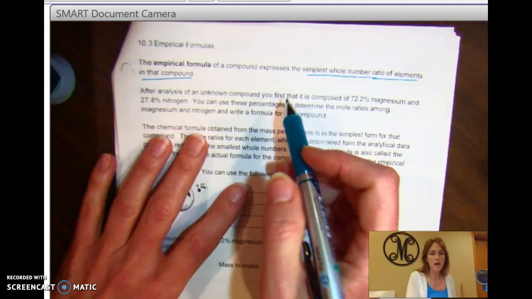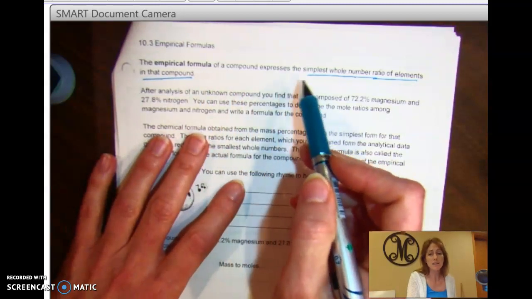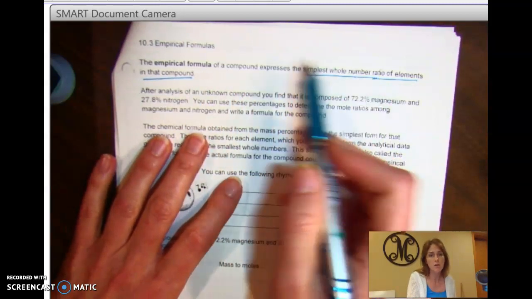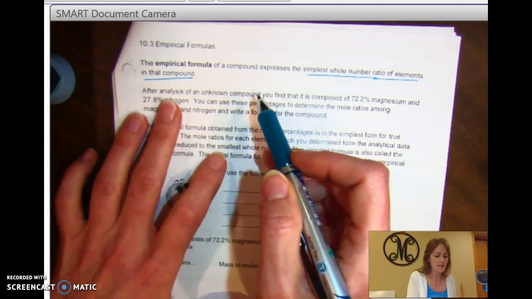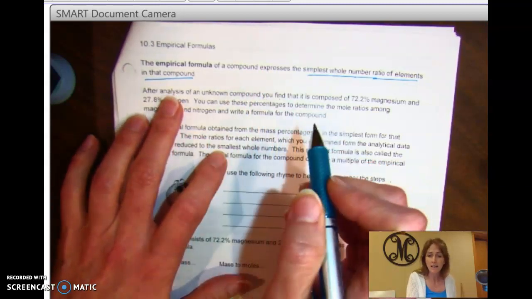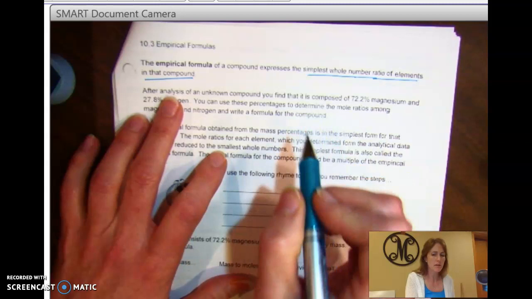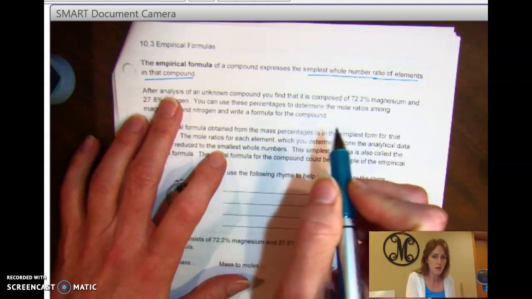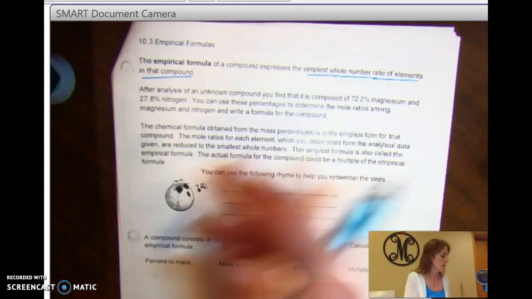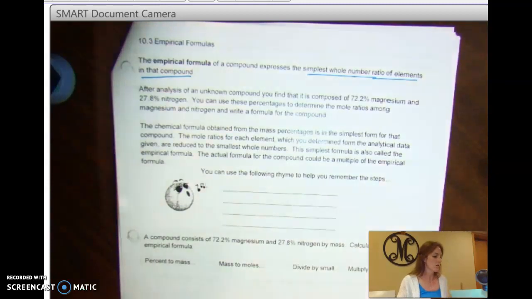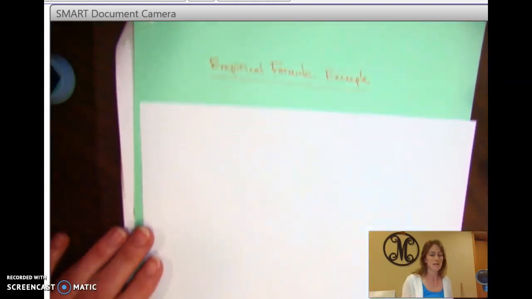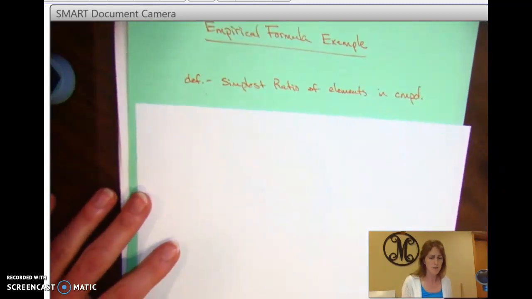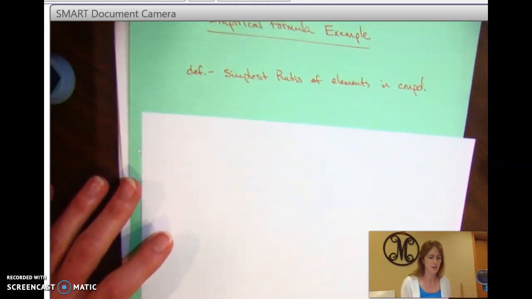So if you have a compound, the empirical formula is the simplest whole number ratio of the elements. It doesn't necessarily tell you exactly what the compound is, but it does tell you the ratio of elements in the compound. So here are some examples. So there's your definition, the simplest ratio.